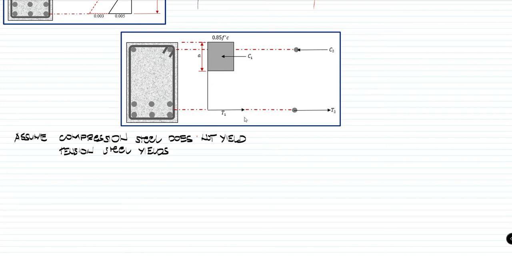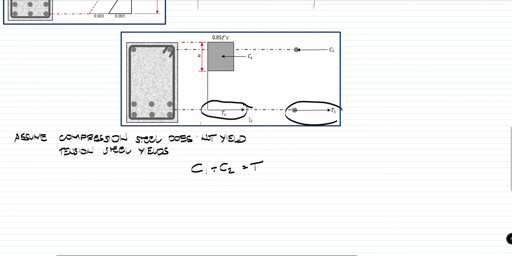Now, we can use the static equation coming from these two diagrams. That static equation is C1 plus C2 is equal to T. We just combined T1 and T2 because they both come from the tension reinforcement itself, to avoid writing As1 and As2. Coming from this, we have AC1, from this compression block. That will be 0.85.